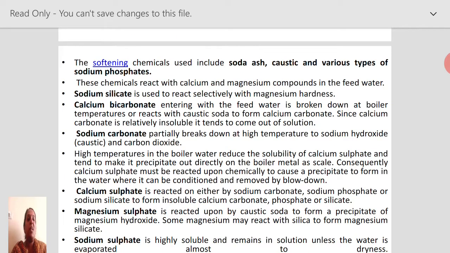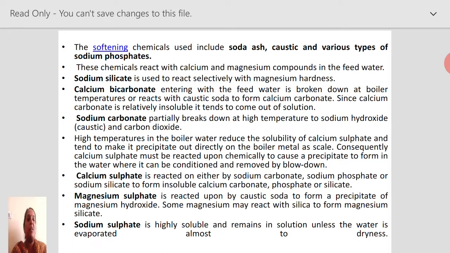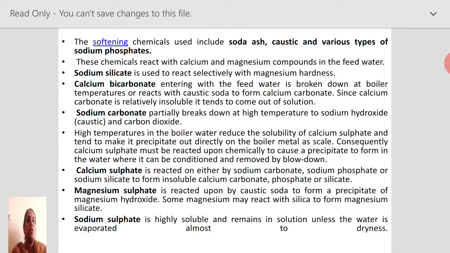Certain other softening chemicals like soda ash, caustic and various types of sodium phosphates are also used. Let us see what happens here. Normally sodium silicate reacts directly with the magnesium hardness, while calcium bicarbonate enters with the feed water and reacts with the caustic soda to form calcium carbonate. And since calcium carbonate is relatively insoluble, it tends to come out of the solution.